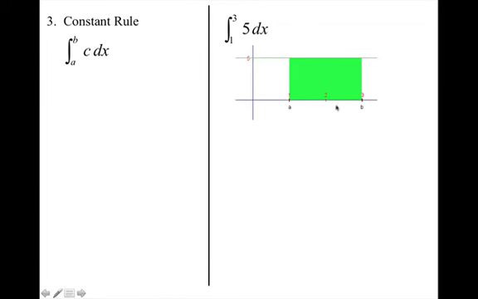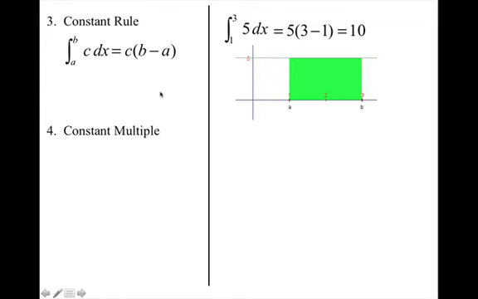So if we wanted to calculate the area underneath this horizontal line, notice it's just a rectangle. We know how to calculate the area of a rectangle, right? And that's base times height. So in this case, the height is 5 times the base, which is actually b minus a, and it comes out to be 10. So that means the general rule for constant is that it's your height, which is your constant, times your base, which would be b minus a.